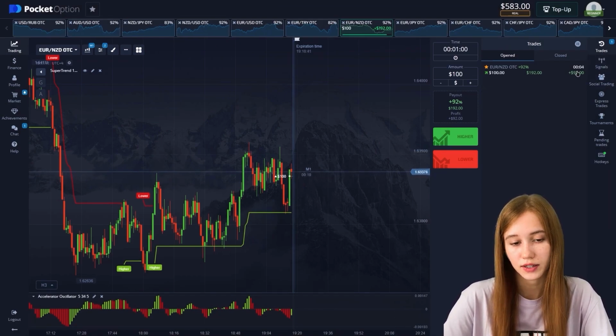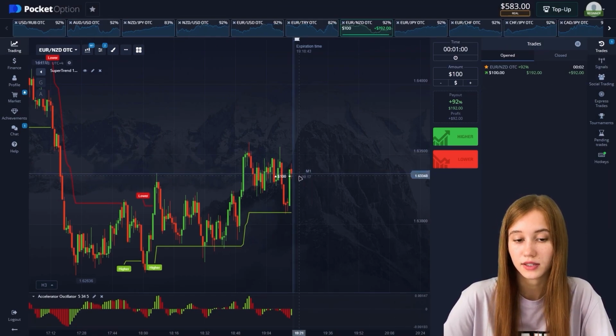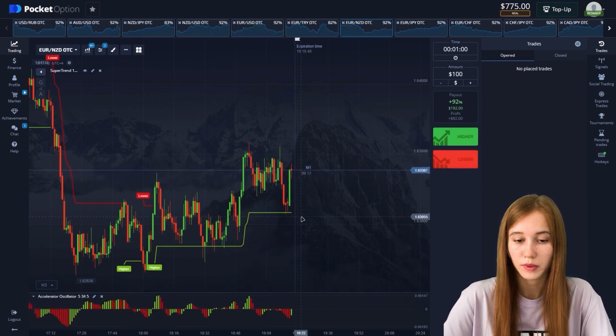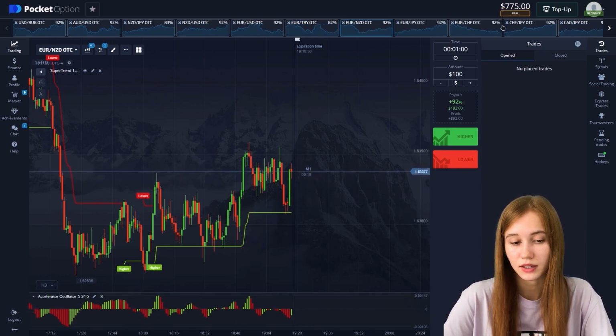There are 4 seconds left until the end of the deal. So, a small Doge candle is formed, plus deal, $92.